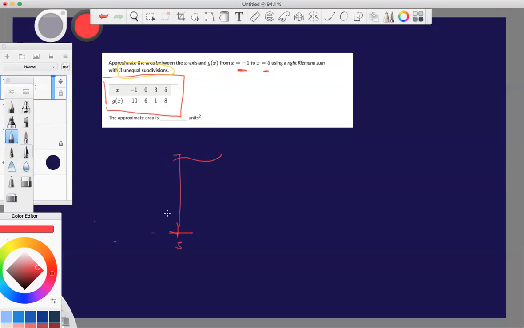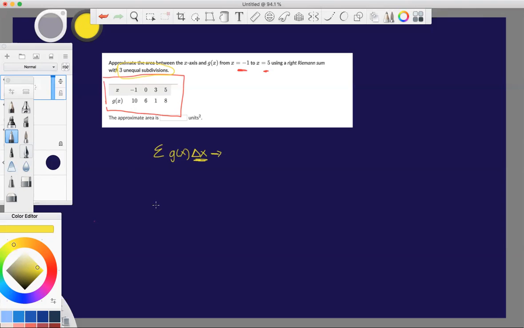Now again, the general formula would still be the same. We would still have the summation of our g sub x delta x. Now, in this case, our delta x would vary from every rectangle.